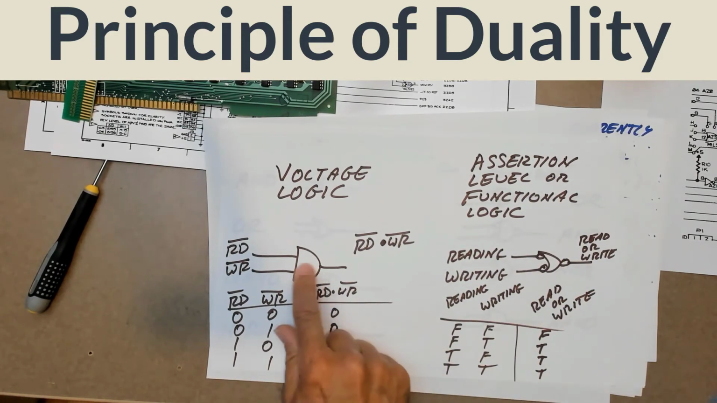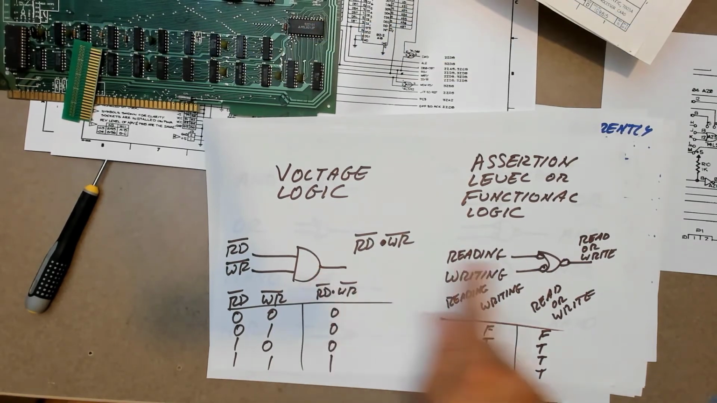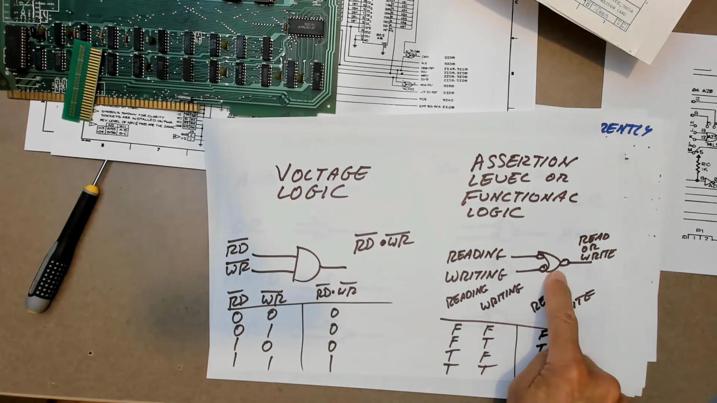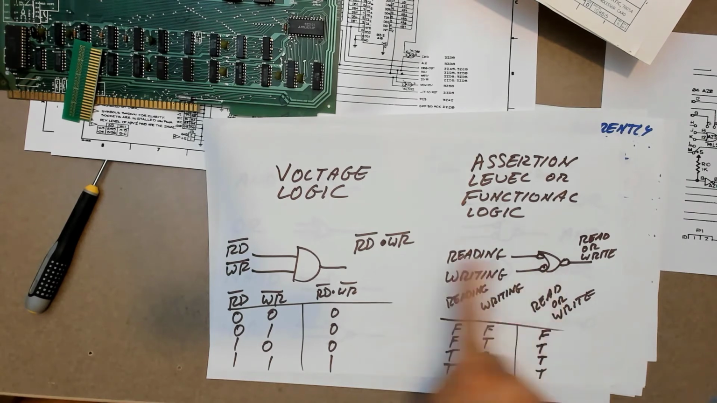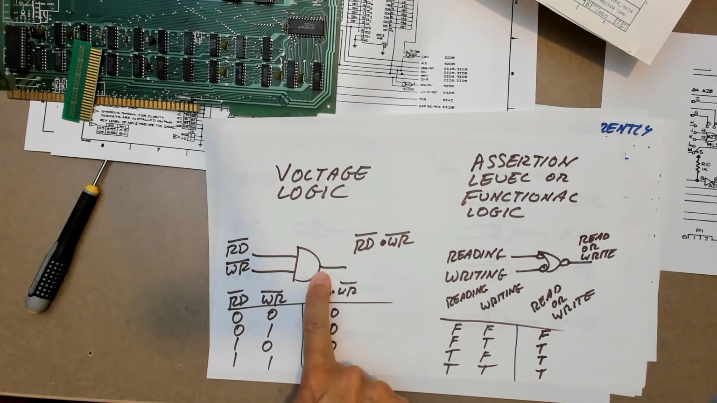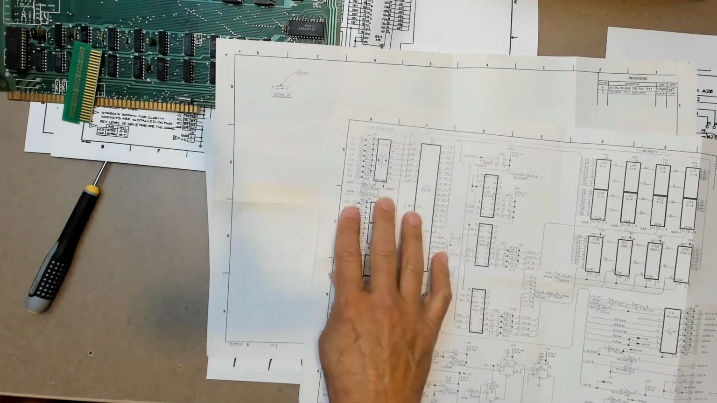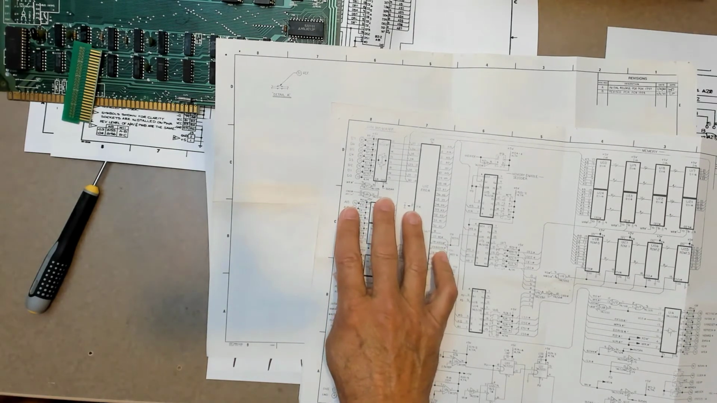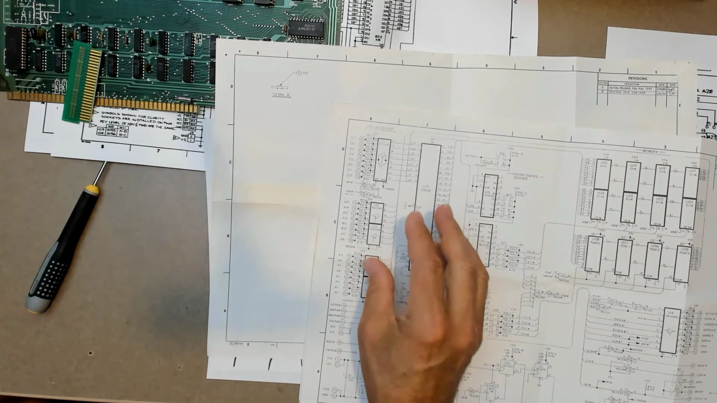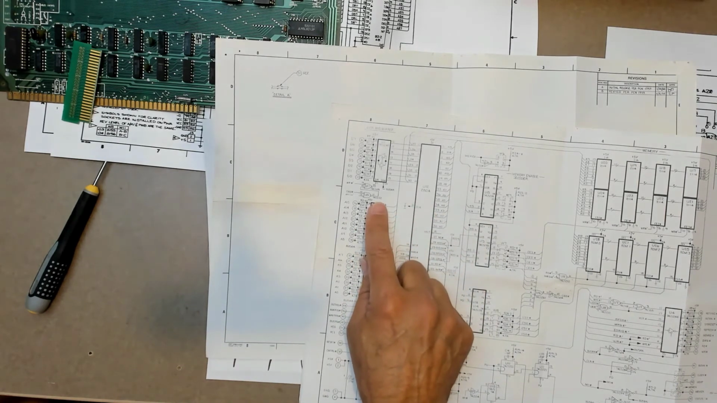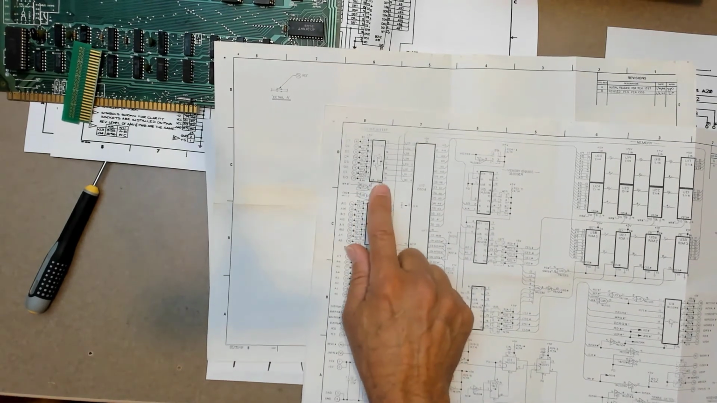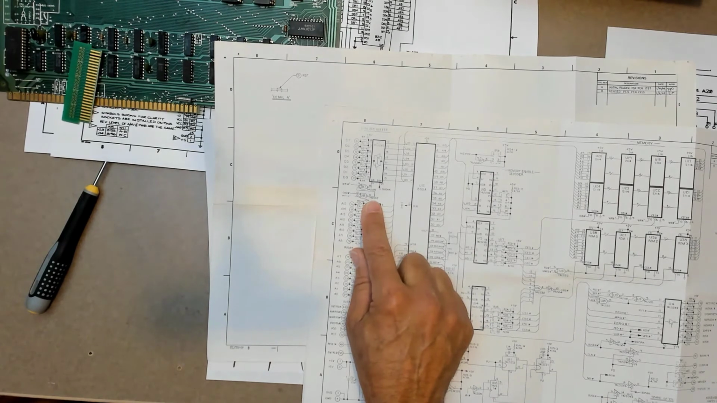That AND, if you invert the inputs and invert the output, would turn into an OR gate. In this case, they want us to think of assertion level or functional logic. In this case, we're thinking of strictly voltage logic. Now, the absolute last thing you want to do is take these De Morgan functional gates literally and deconstruct them into inverted inputs and inverted outputs. It's much, much easier to use assertion level logic on these.